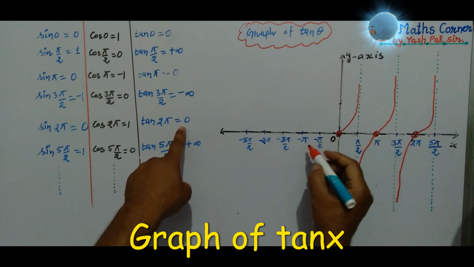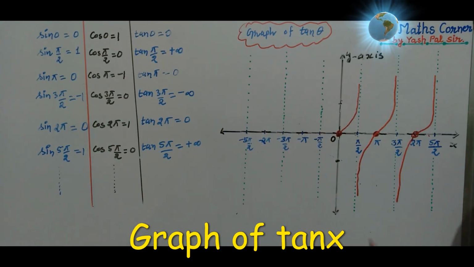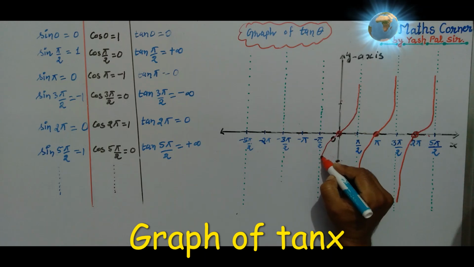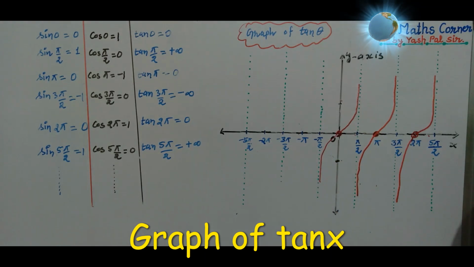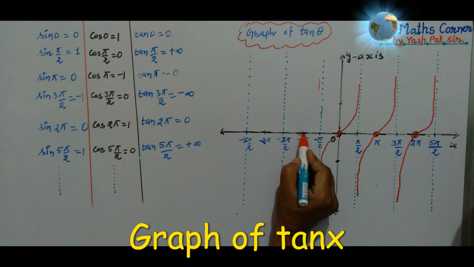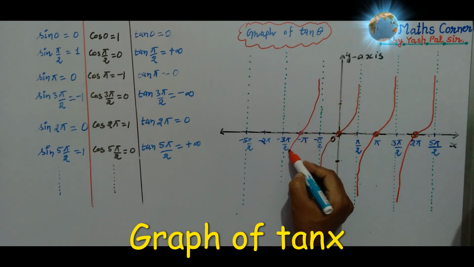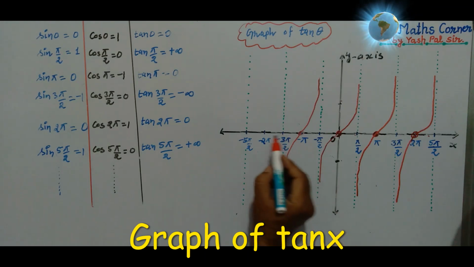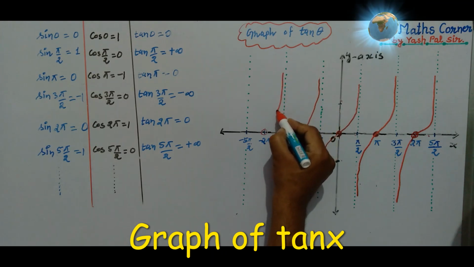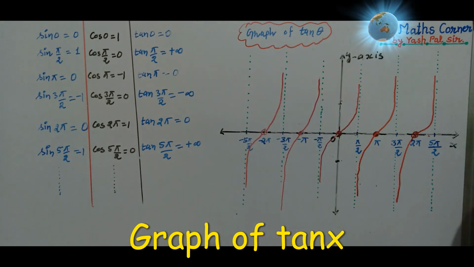Similarly, we can sketch to the left side of the y axis also, continuing this graph. Here we shall have this graph, again starting from here, and from this point it will pass, and like this. Again at minus 2 pi this is 0, so this way the graph of tangent theta can be sketched.